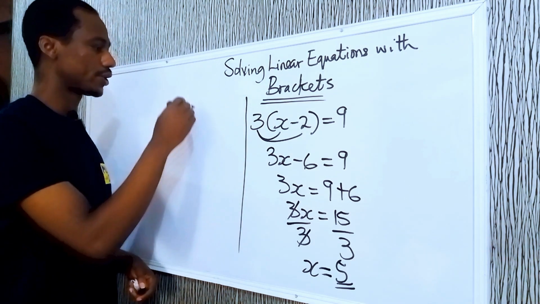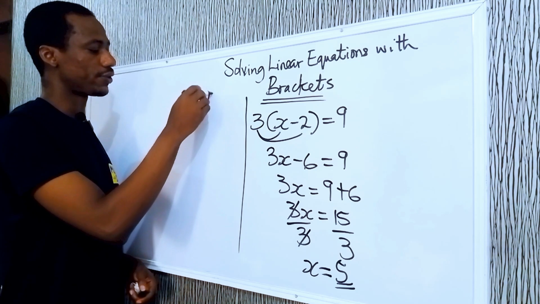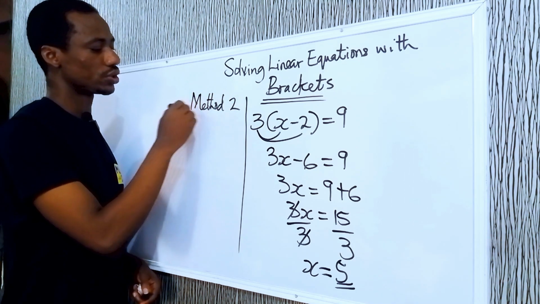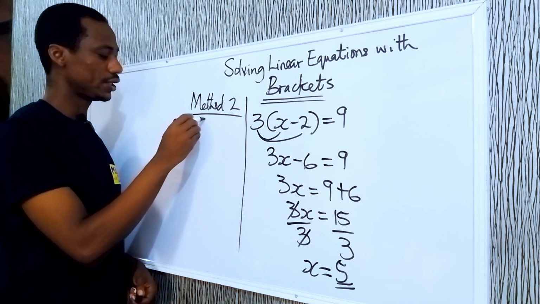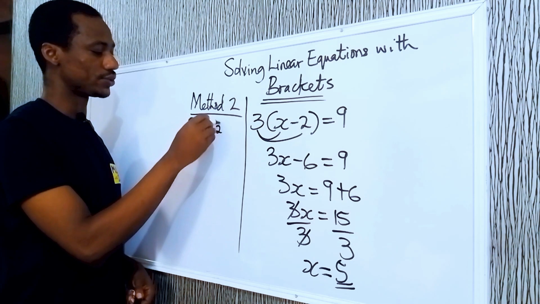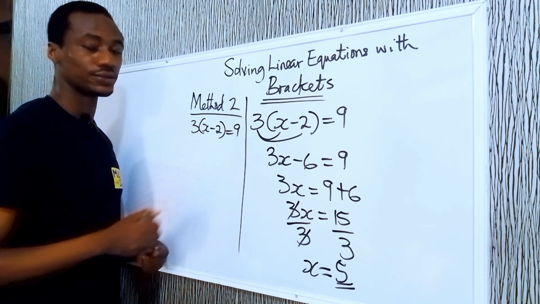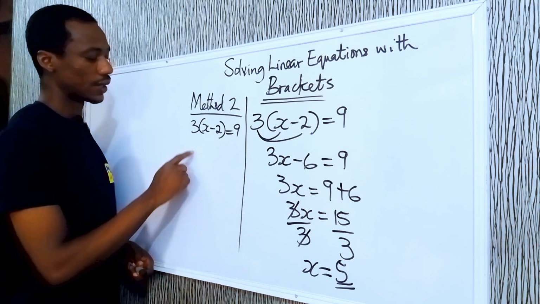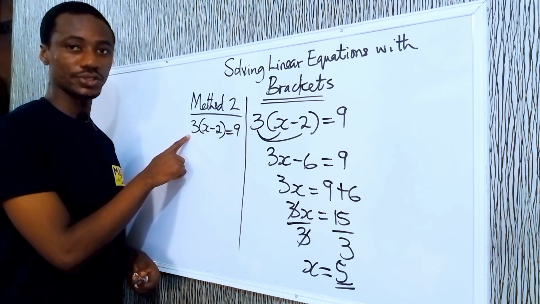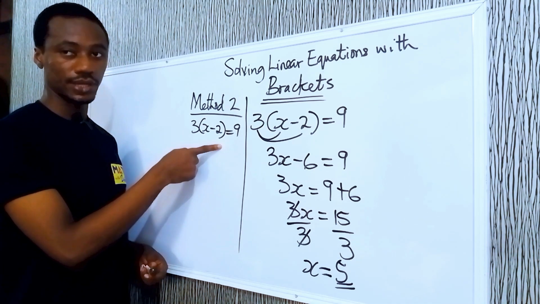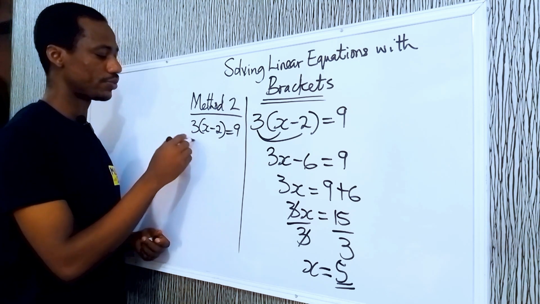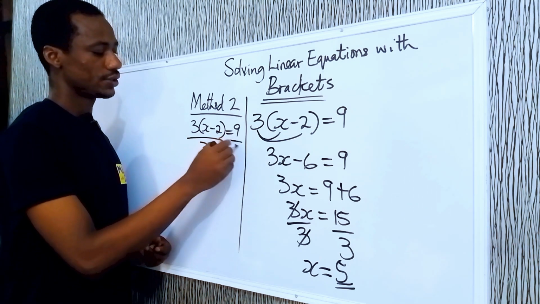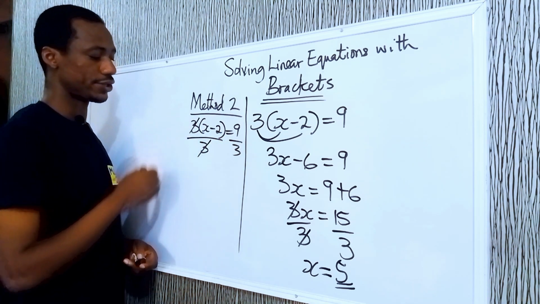I hope you still remember. I'll call it method 2. So we have 3 into x minus 2 equals 9. In this method, we are not going to clear the brackets, because we're just going to divide both sides by the number multiplying the brackets. So we divide both sides by 3, and then 3 takes 3 here.